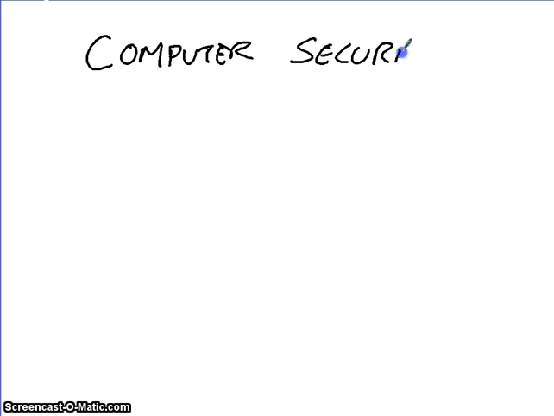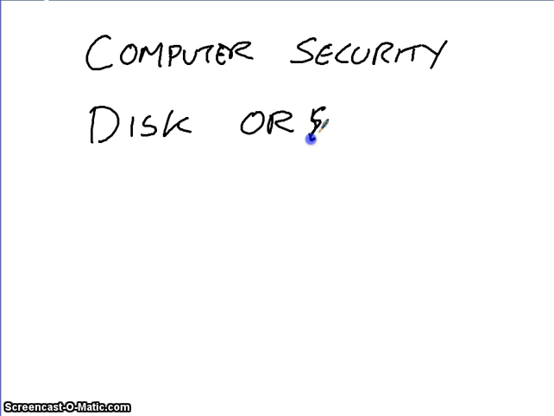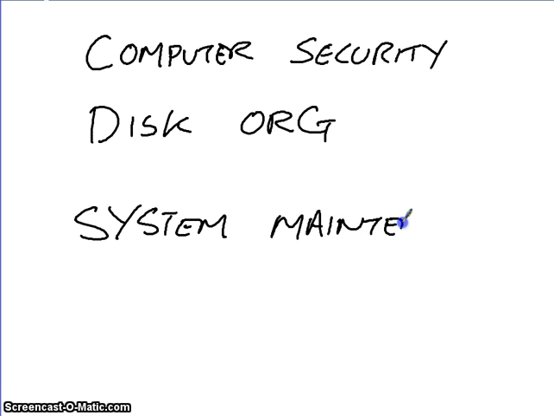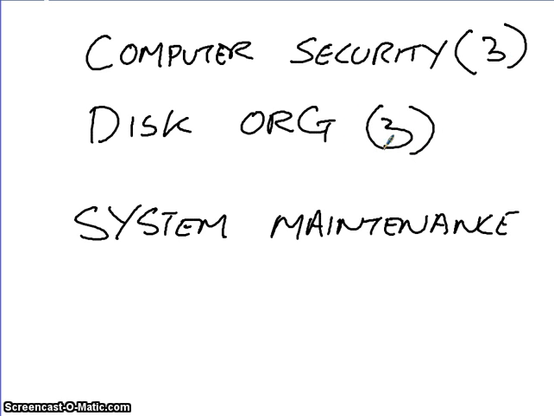So, what are utilities? Well, utilities can be categorized into 3 main categories, which are computer security, disk organization, I'm going to put org because I can't be bothered writing organization, and system maintenance. Now within these categories there are 3 types of computer security software, 3 types of disk organization software, and 4 types of maintenance software. Okay?